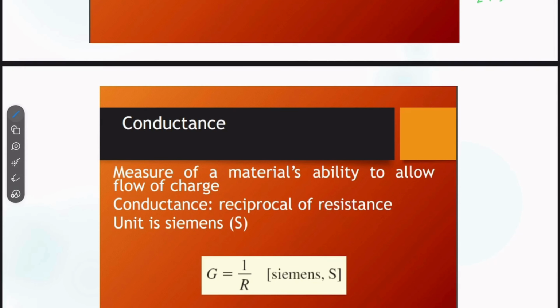Conductance, a measure of a material's ability to allow flow of charge. Conductance is the reciprocal of resistance. The unit is Siemens, so G equals 1 over R. And the unit is Siemens, symbol S.